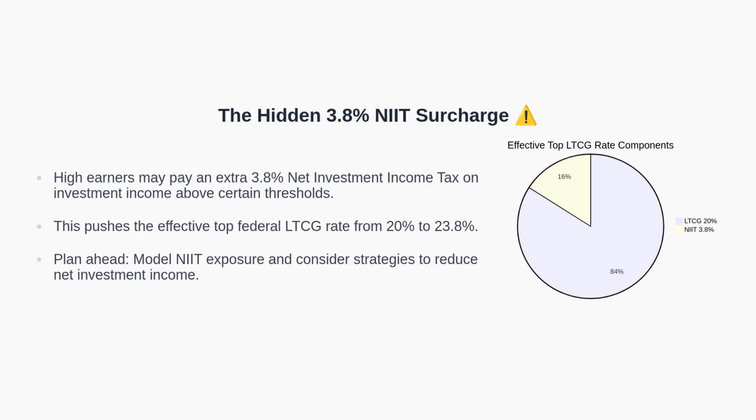Furthermore, many higher-income taxpayers face the net investment income tax, an extra 3.8% on net investment income once specific thresholds are exceeded. This means the effective top federal long-term capital gains rate becomes 23.8%, not just 20%. Therefore, plan ahead by modeling your NIIT exposure and consider methods to reduce net investment income or adjust timing to mitigate the surcharge when appropriate.